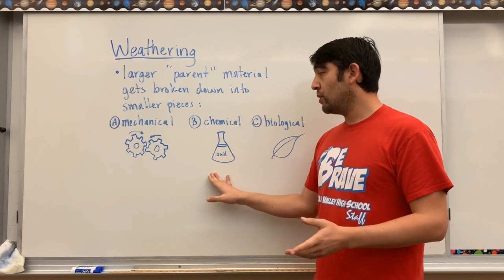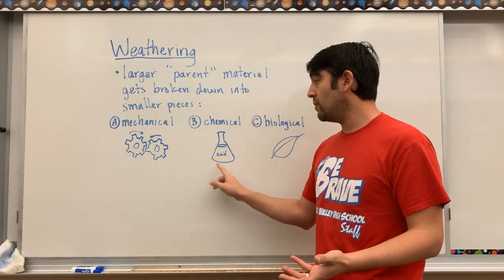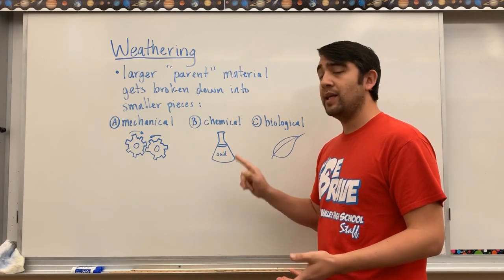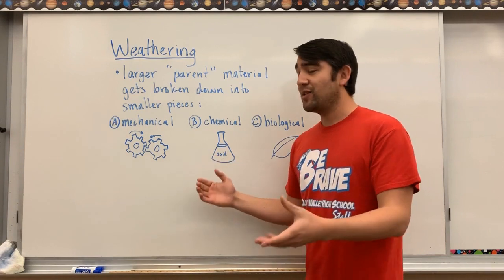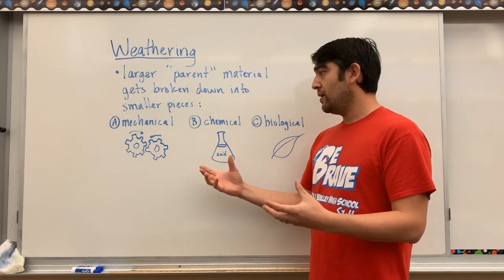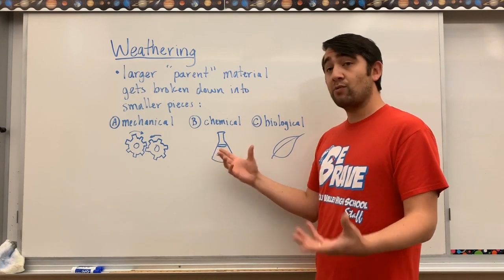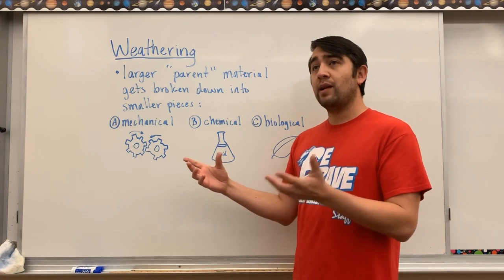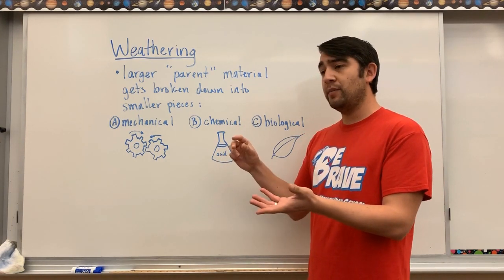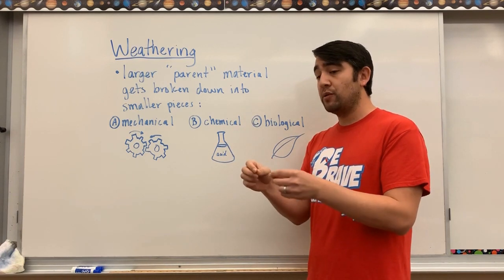The next is going to be chemical. The most familiar chemical process is acid. I wrote acid on this Erlenmeyer flask containing an unknown liquid, but I'm just saying it's an acid. An acid, as you know, is corrosive. It's going to eat away larger pieces of material, such as rock. If you take a piece of limestone or marble and drop some vinegar, some acetic acid, on it, you should notice that it's going to bubble.